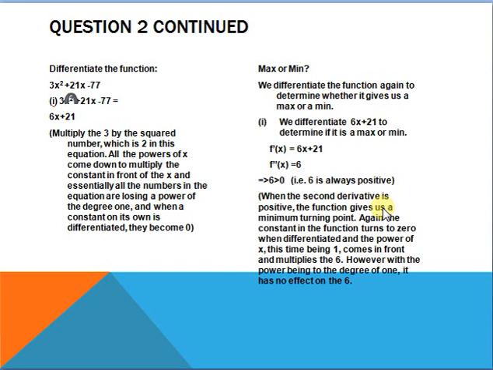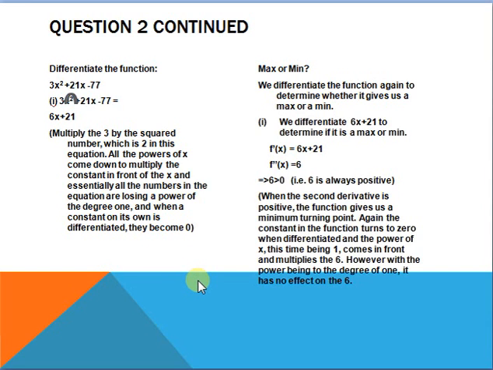So when we're differentiating this, we have to multiply the 3 by the power, which is 2 in this equation, and all the powers of x come down to multiply the constant in front of the x. And essentially all the powers in the equation are losing 1 degree, okay? So 3x squared plus 21x minus 77 becomes 6x plus 21. But where did the minus 77 go? So as minus 77 is a constant, when this is differentiated, it becomes 0. So all constants, when differentiated, become 0, okay?